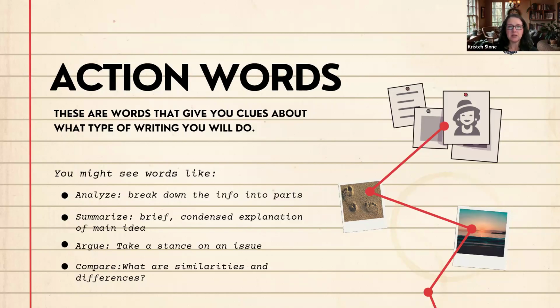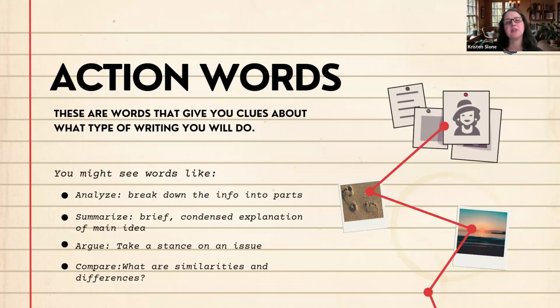So analyze means I am breaking down information into parts. Okay. So if you're a visual person, think of a car engine. If I'm analyzing a car engine, what I'm doing is I'm tearing it apart into all its separate components, and I'm looking at those components individually. The opposite of that would be to synthesize, where I take all the engine components and put them together and then discuss how all those separate parts work as a whole. But we're not going to synthesize tonight. We're just looking at analyze.